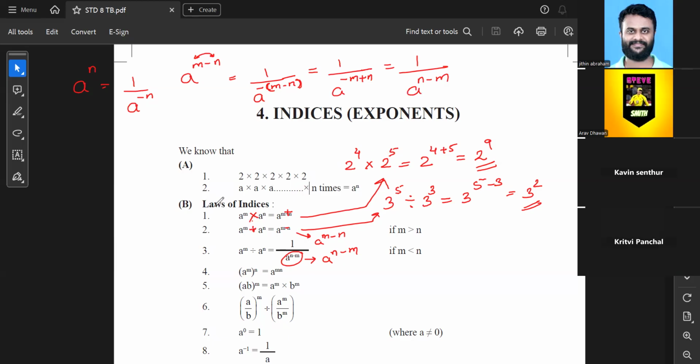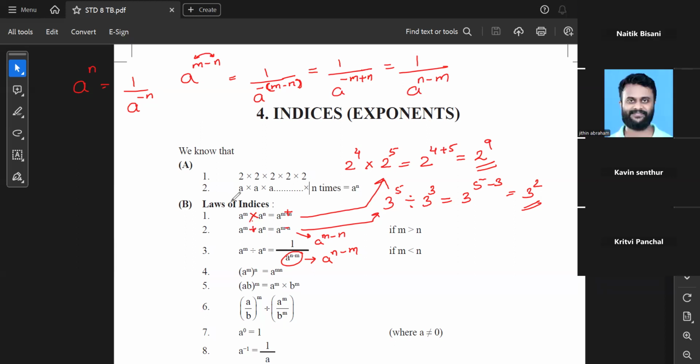Sir, can you please give an example, because in the second and third one, m is greater than n and m is less than n. Sure, I'll give you an example, not a problem. Naitik, what was your query? Sir, in the second one we directly did a raised to power m minus n, but we took the reciprocal of that when m is smaller than n. That is the reason, no? Because if we don't take the reciprocal, the power will be negative.